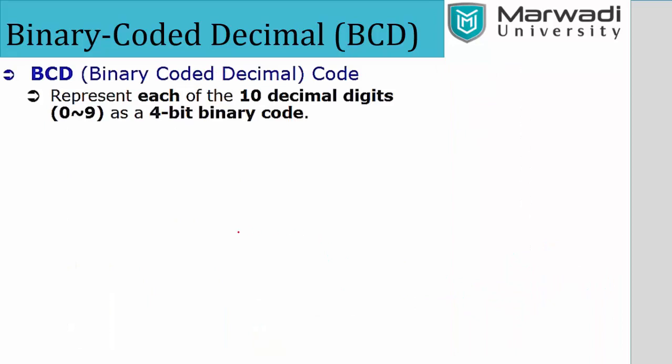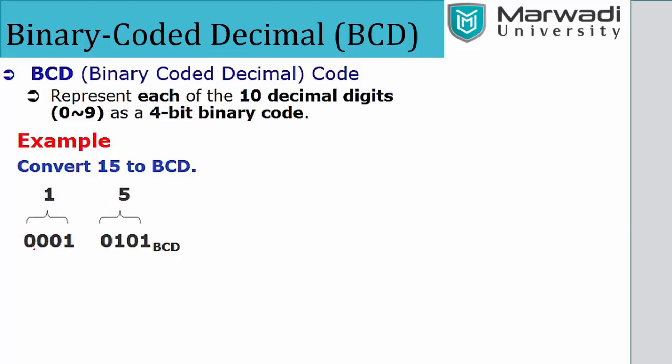Let's take an example over here. I have 15 and if I need to convert it into BCD, 1 will be represented as 0 0 0 1 and 5 will be represented as 0 1 0 1. That is what we call a BCD number.